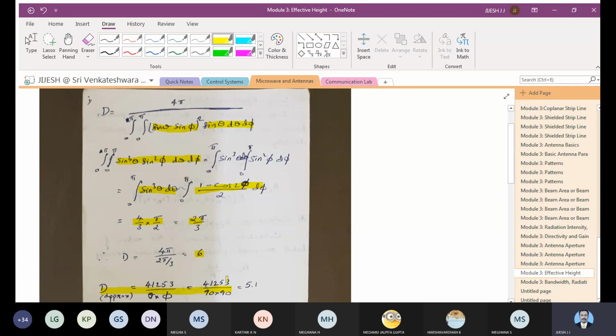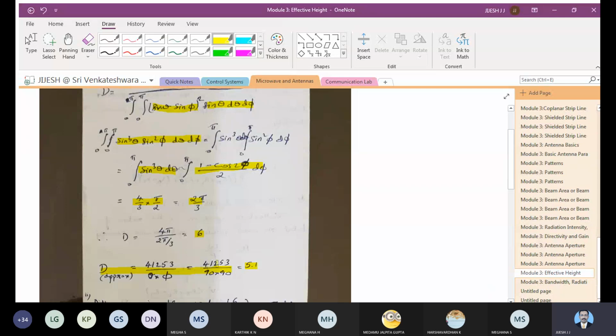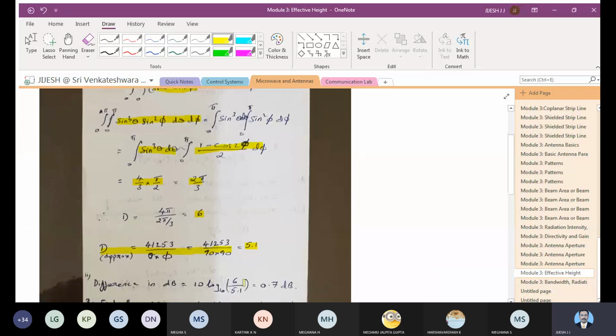So you can see the difference: in the approximate method you are getting 5.1, in the exact method you are getting 6. So 6 is the right answer because it is through the exact method. Approximately, in some cases you have to find it, you'll get 5.1. So what you have to do next is find the difference. To find the difference in dB, you have to take the exact method divided by the approximate method. So difference in dB is 10 log to the base 10 of 6 divided by 5.1, you will get 0.7 dB. So that is the difference in dB.